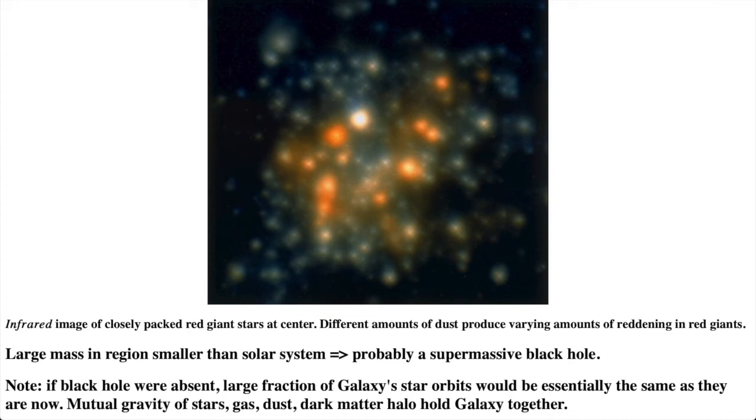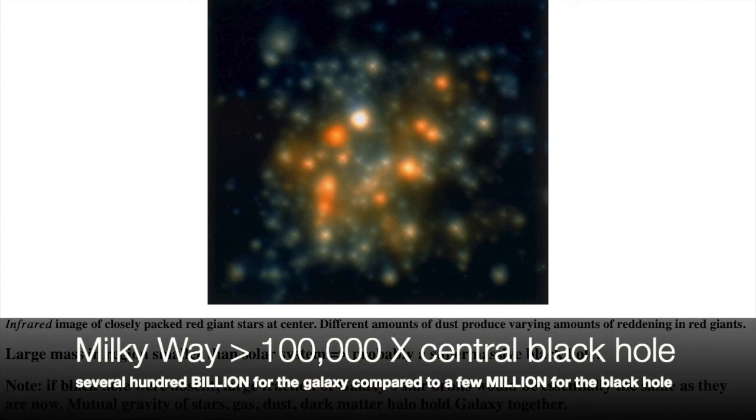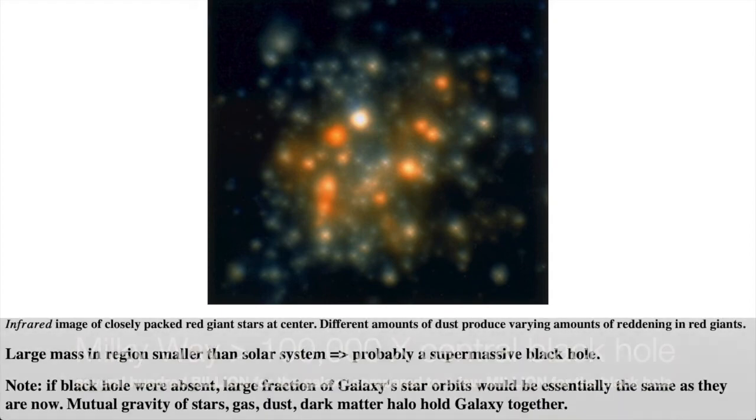Just because there is a large black hole at the center does not mean that the stars in the galaxy are all orbiting around it like the planets orbit the Sun. Even if the supermassive black hole was not there, the stars would still orbit pretty much as they do now because of their mutual gravity. The mutual gravity of the stars, gas, dust, and dark matter halo hold the galaxy together. If you compare the enclosed mass inside the Sun's orbit of several hundred billion solar masses with the 4.5 million solar mass black hole, you will see that the central black hole's mass is insignificant compared to the entire galaxy.